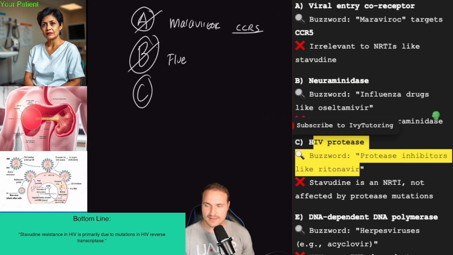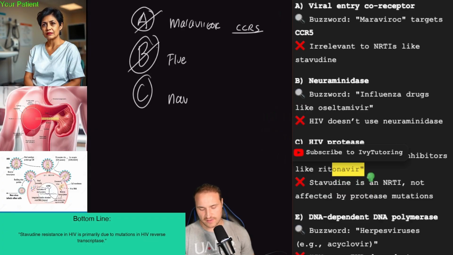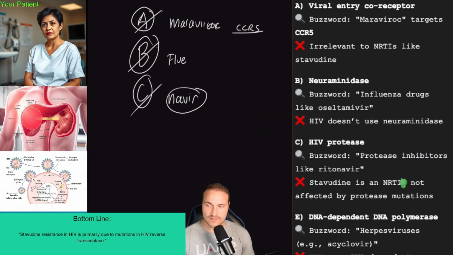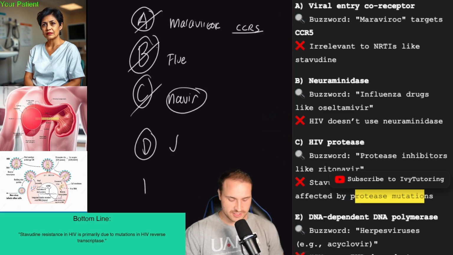HIV protease. The answer is not C because these guys end in navir. And if you watched my video, you would know that the proteases work and they make it so you can navir transcribe. That's the mechanism of action of protease inhibitors. And stavudine, being an NRTI, is not affected by protease mutations. D is winner, winner, chicken dinner.